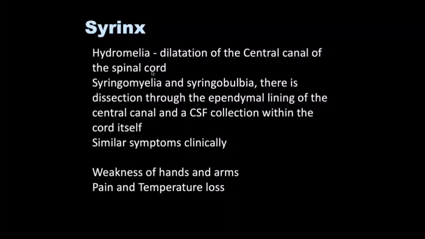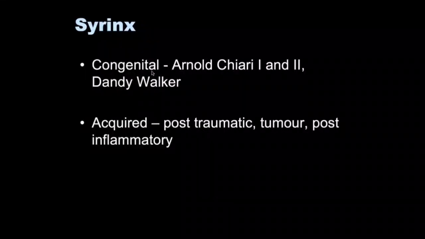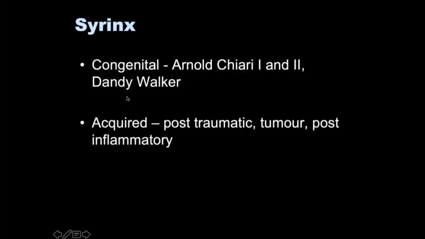And what needs to be done about it? Well, we refer to the neurosurgeons, and depending on how much abnormality the patient is having clinically, they might or might not embark on some sort of treatment. The important thing is to be aware that it can occur with other abnormalities such as Arnold-Chiari and Dandy-Walker, and an acquired one could be either post-traumatic, related to tumor, or post-inflammatory.